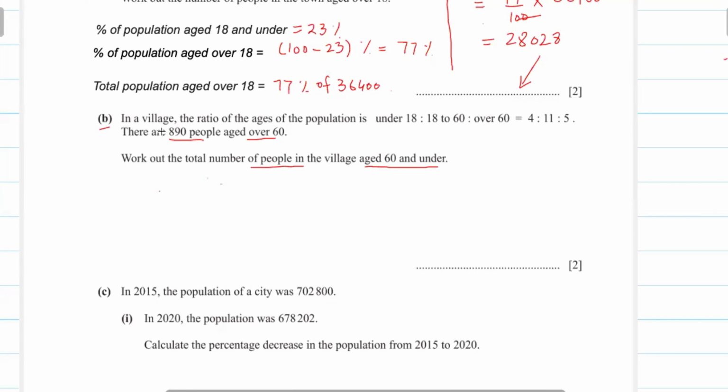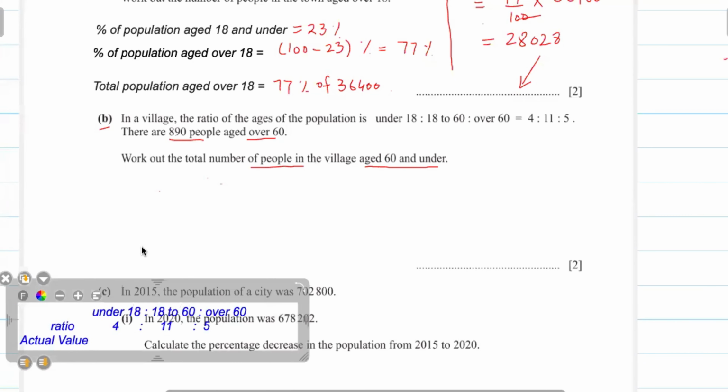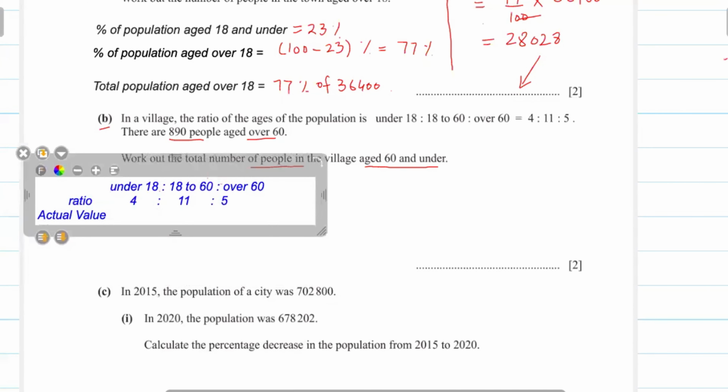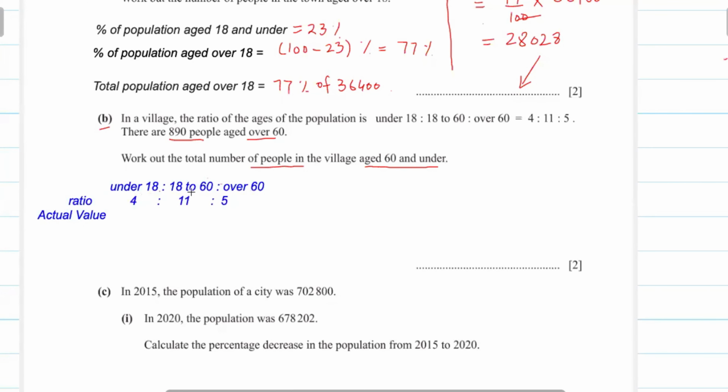Part B. In a village, the ratio of ages of the population is 4:11:5. There are 890 people aged over 60. Work out the total number of people in the village aged 60 and under. Firstly, we write the ratio here: under 18, 18 to 60, and over 60. Here the ratio is 4:11:5.